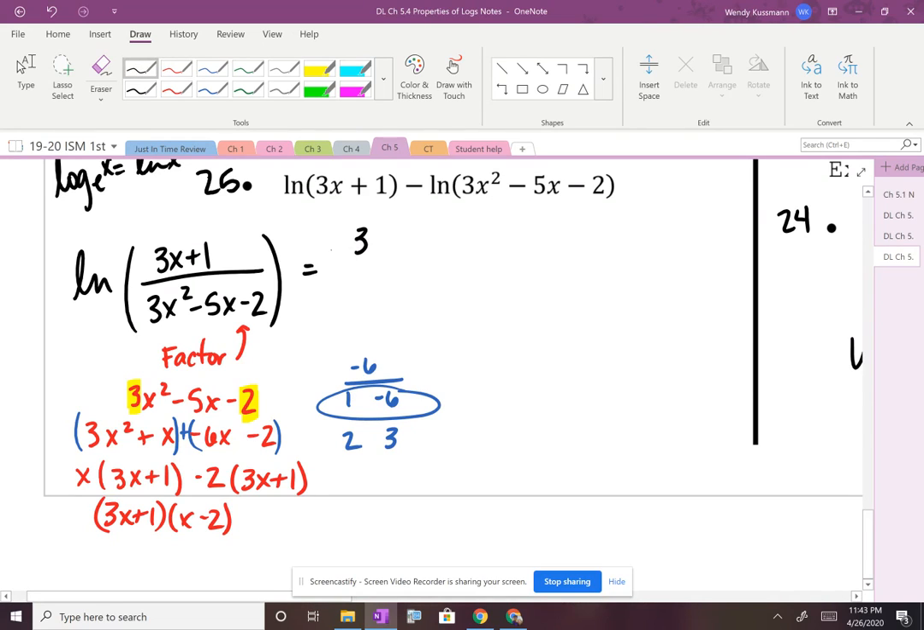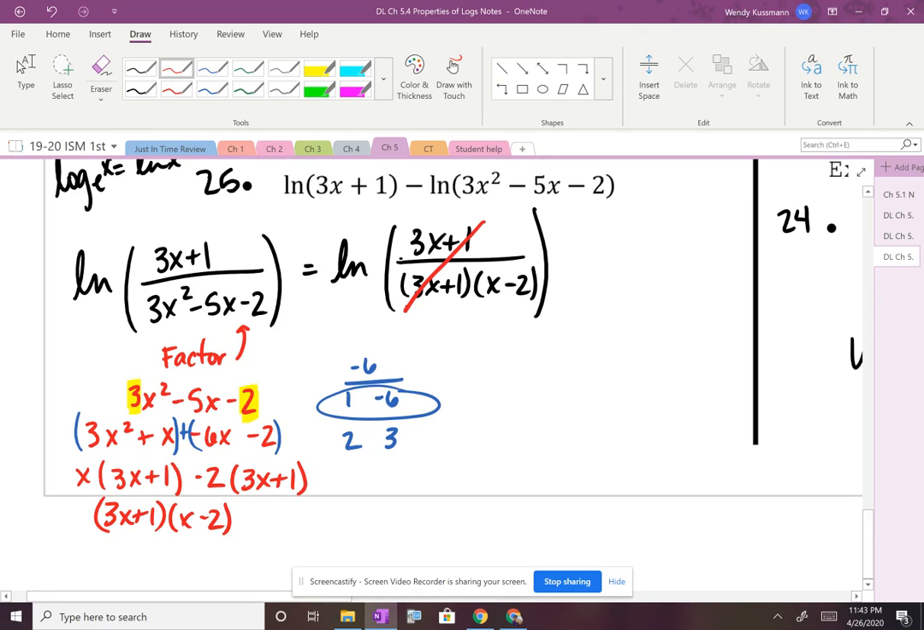So I have the natural log of 3x plus 1 over 3x plus 1 times x minus 2. And notice that the 3x plus 1's cancel, just leaving me with the natural log of 1 over x minus 2. And that's your final answer.